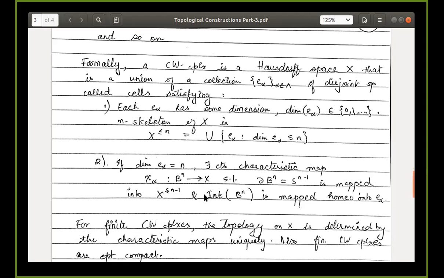The second condition which it is supposed to satisfy is that if the dimension of a cell is n, then there is a continuous characteristic map chi alpha from the n-dimensional ball Bn to X such that the boundary of Bn, which is S n minus 1, is mapped into the X n minus 1.